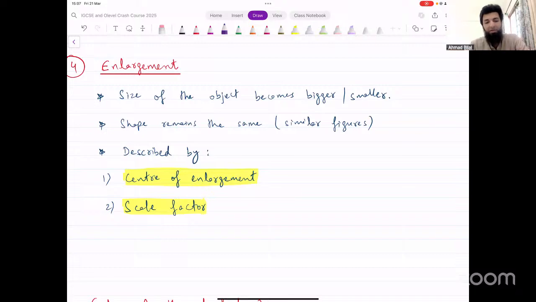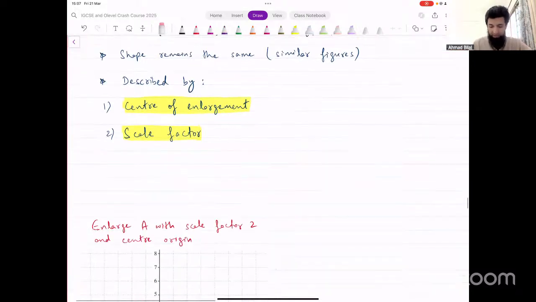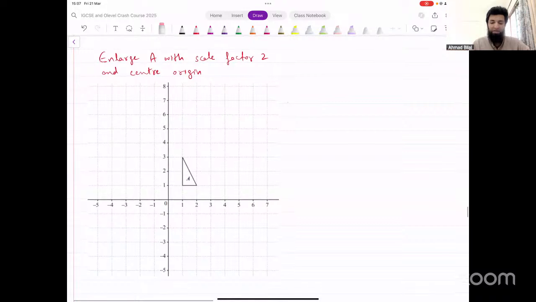And enlargement is described by two things: center of enlargement and scale factor. Okay. Rotation had center of rotation, and then the angle anti-clockwise or clockwise. Enlargement has center of enlargement and scale factor. These are two things that you need to describe an enlargement. Okay. Center of enlargement and scale factor. Now, how exactly does it work? Let's do some examples to understand this.